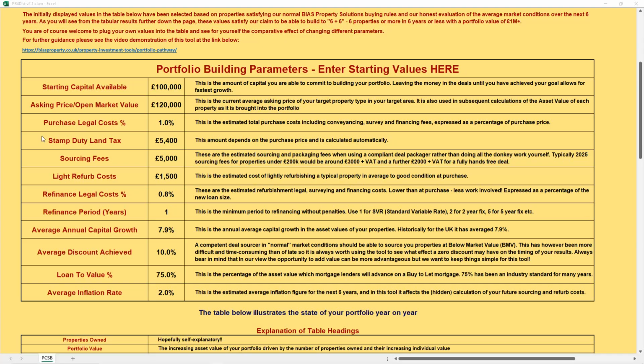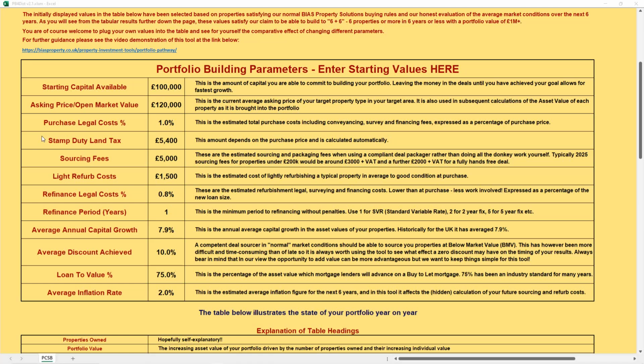Light refurb costs, this is just intended to cover the cost of a lick of paint and maybe new carpets. We only look at light refurb costs because generally speaking our standard sourcing deal would be a property requiring light refurb. Heavy refurb is a different kettle of fish. You can of course put in more refurb costs if you want, totally up to you. The tool's entirely yours to do with as you wish, and then when you get your results you can always come back to us and see what we think.